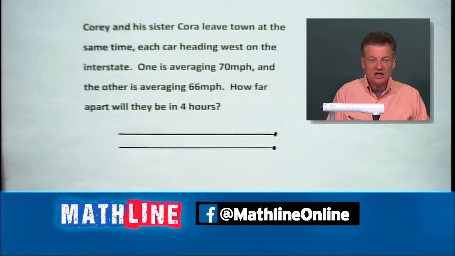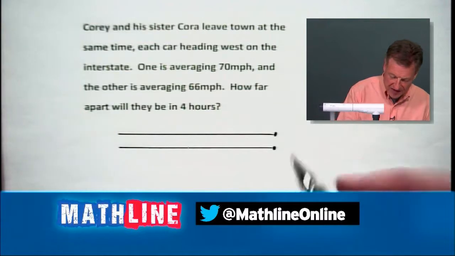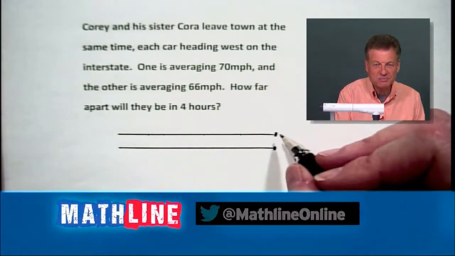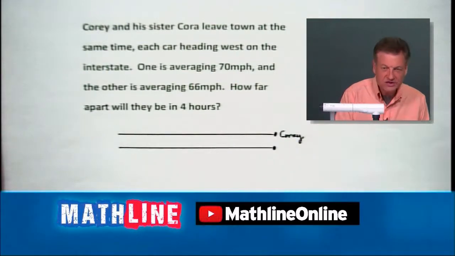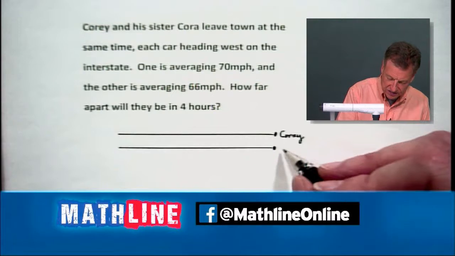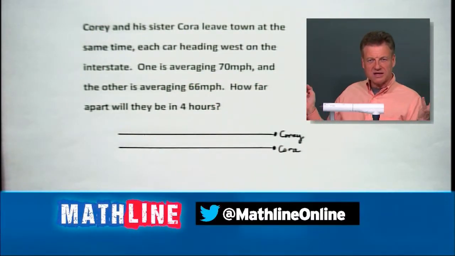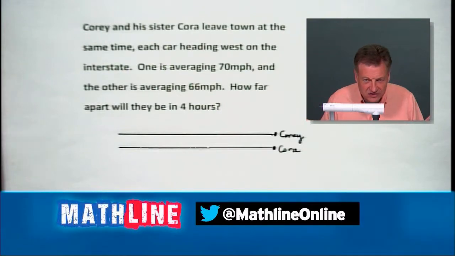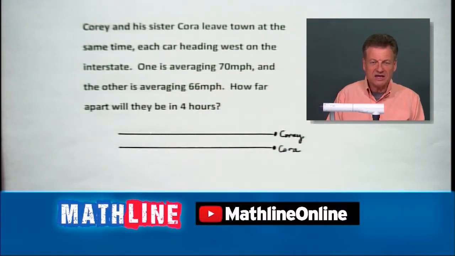And let's see. We've got Corey. We don't really know which one is going the faster, do we? So I'm going to use this the respective manner. We're going to say Corey's going a little faster, okay? So Corey's this one, and Cora is down here. Now keep in mind, we're all about rate and time, giving us distance. So what are we trying to figure out? How far apart will they be in 4 hours?